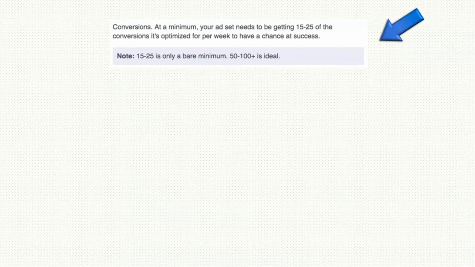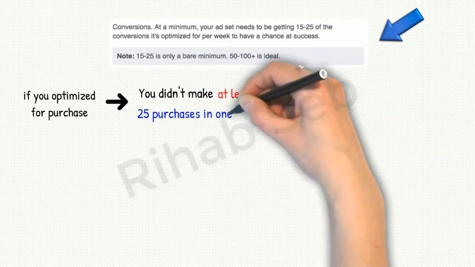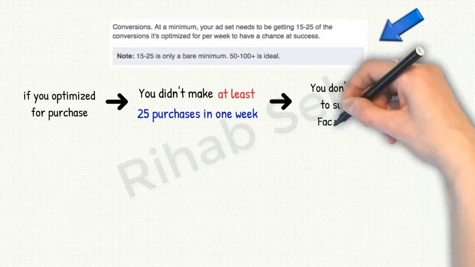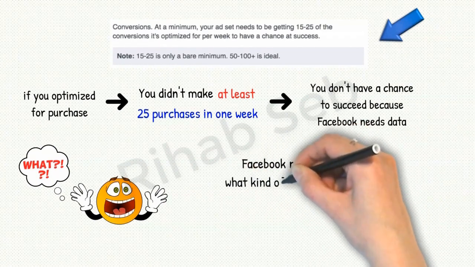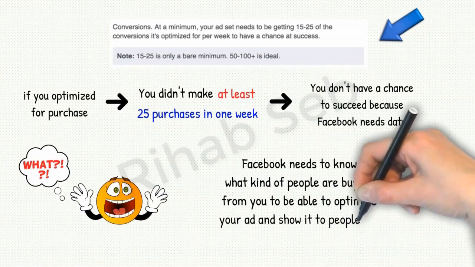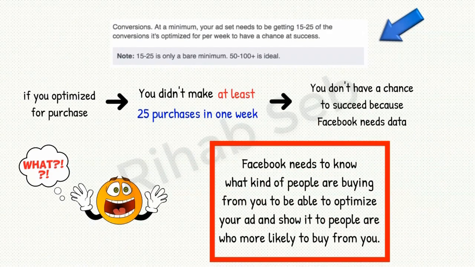15 to 25 is only a bare minimum. 50 to 100 is ideal. So if you optimize for purchase and you didn't make at least 25 purchases in 1 week, then you don't have a chance to succeed, because Facebook needs data. Facebook needs to know what kind of people are buying from you in order to be able to optimize your ad and show it to people who are more likely to buy from you.